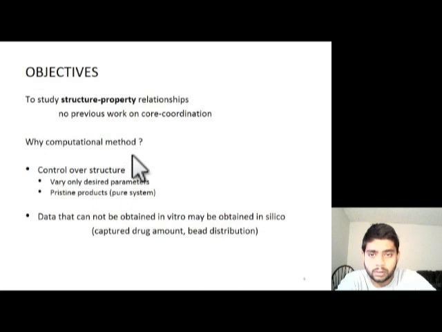Our objective in this study is to find out the structural coordination relationship of a dendrimer, and no previous work has been carried out on coordination. We use a computational method because we can create a very pure system in silico, and also we can change the parameters as we decide. Also, we can observe data that cannot be obtained in a real lab experiment.